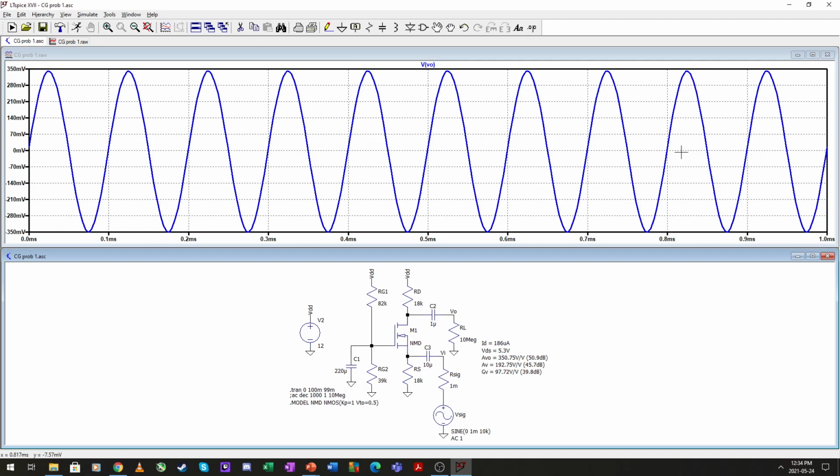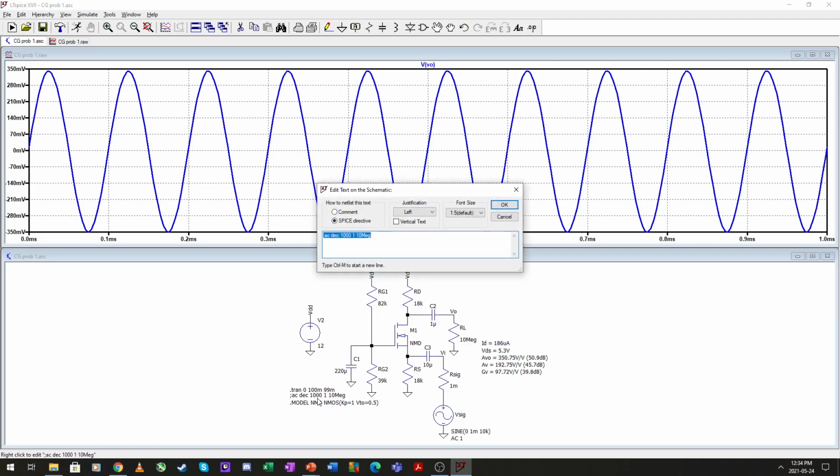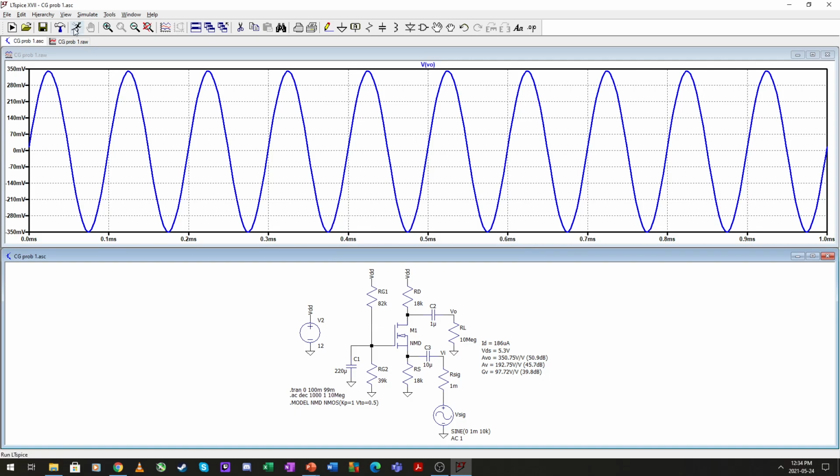So the simulation correlates quite well with our designed values. Let's do the AC analysis quickly, then we can see it in decibels with our frequency response.